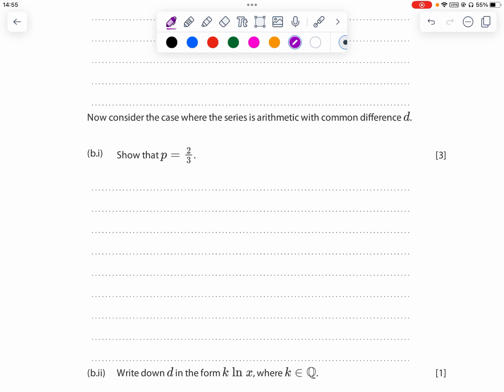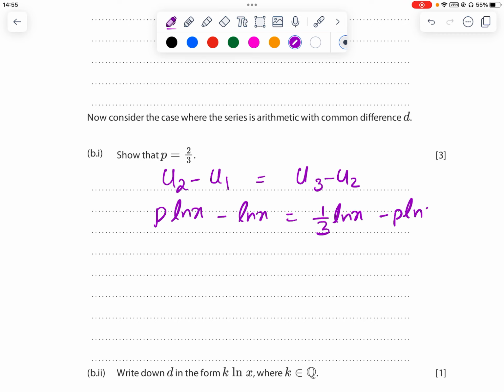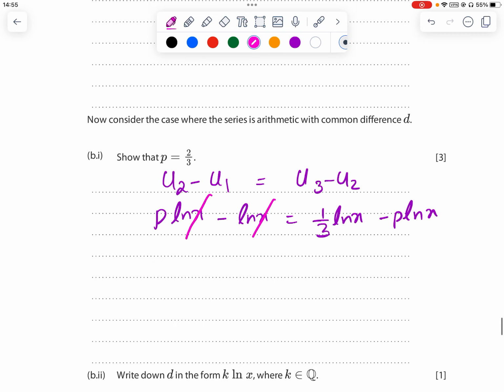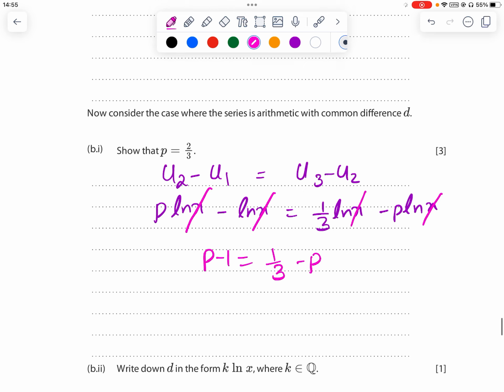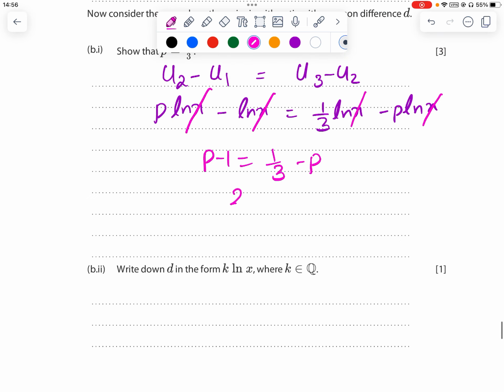Now consider the case where the series is arithmetic and find the common difference. Show that p equals 2 upon 3. So u2 minus u1 equals u3 minus u2. That is p ln x minus ln x equals 1 upon 3 ln x minus p ln x. So the ln x cancels. p minus 1 equals 1 upon 3 minus p. So it becomes 2p equals 1 plus 1 upon 3. 2p equals 4 upon 3. So p equals 2 upon 3.